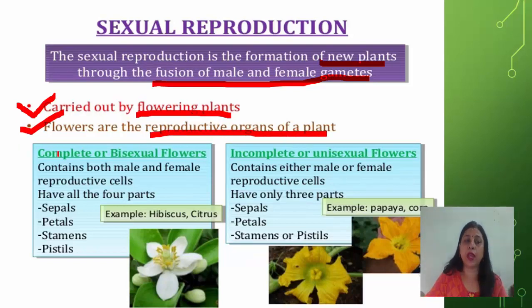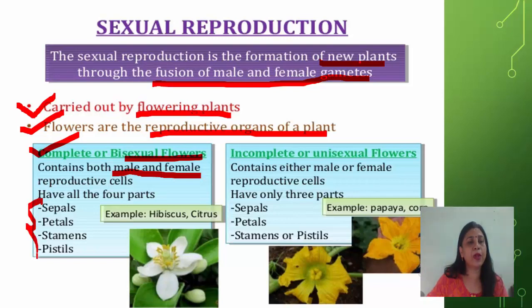Now, flowers are of two types. First is complete or bisexual flowers. In bisexual flowers, as the name suggests, bi means two and sexual means sexes. The two sexes, male and female, are both present in bisexual flowers. They have all four parts, that is sepals, petals, stamens and pistils. Examples of bisexual flowers are hibiscus, citrus, etc.